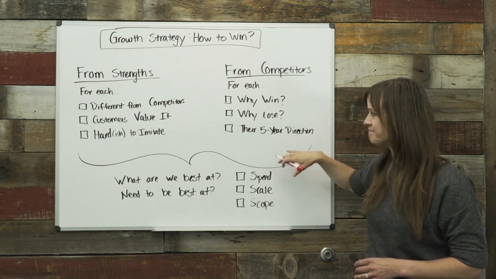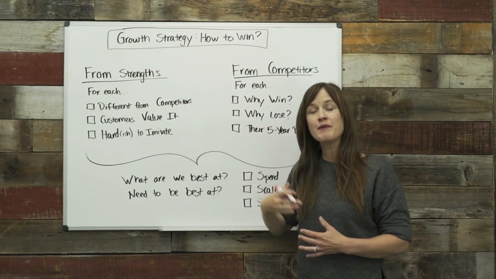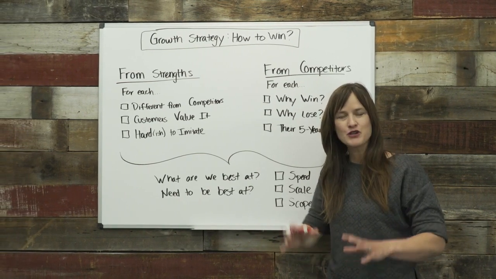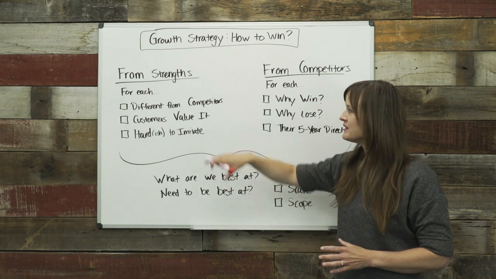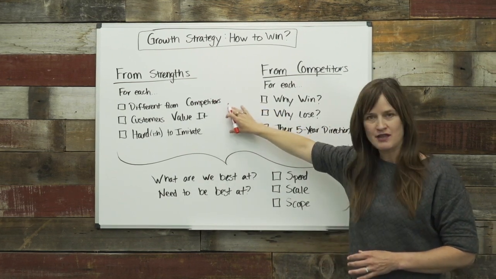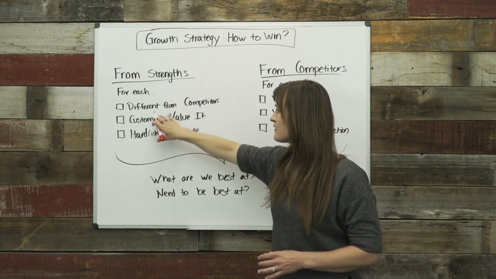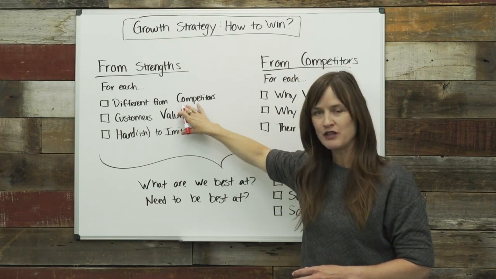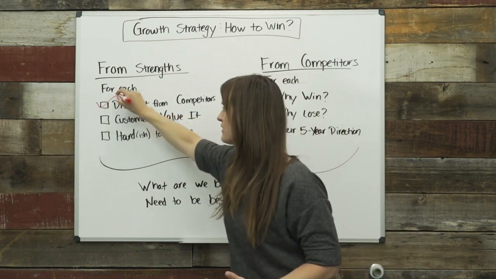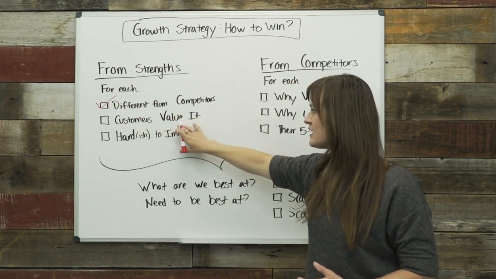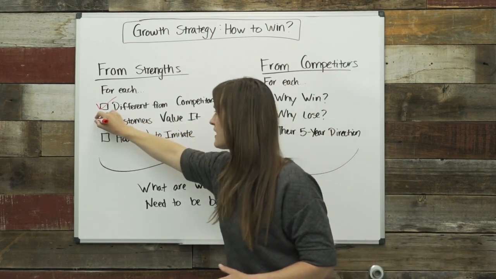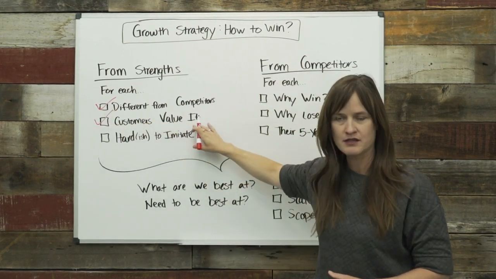So let's jump in. Coming into this exercise, I'm going to assume that you've built out your SWOT. You're going to take the strengths from your SWOT, and for each of your strengths, you're going to ask yourself, is that strength different from your competitors? Meaning your competitors don't have that strength. If you answer yes, we're going to check the box off. Do your customers value that strength? If they do, we're going to say yes and check the box.